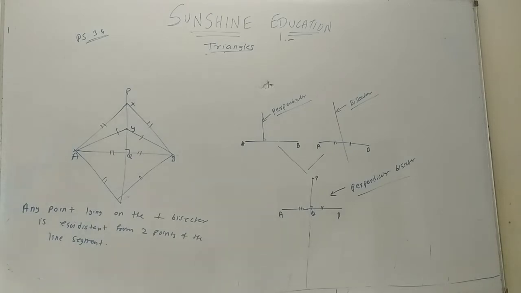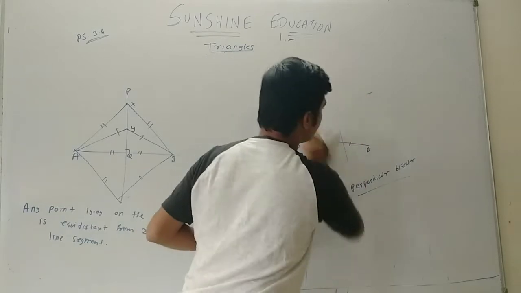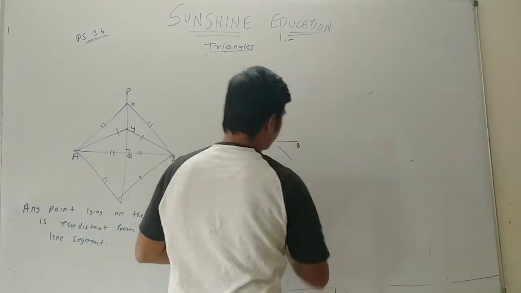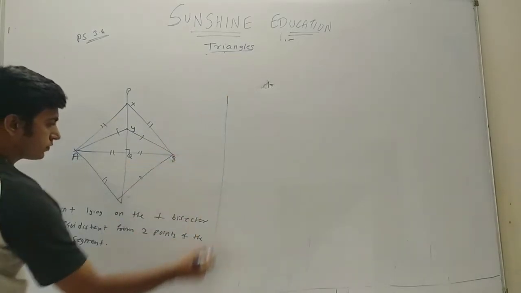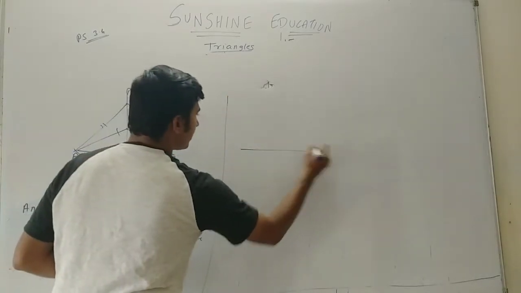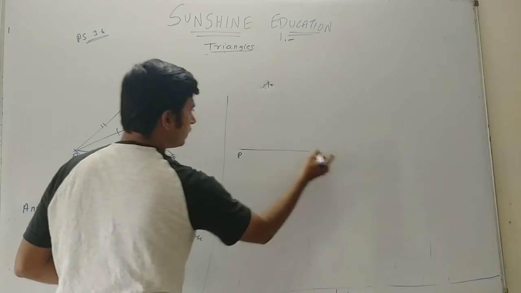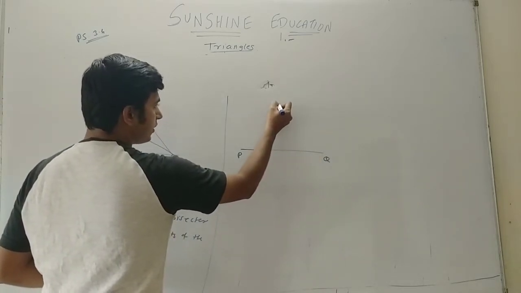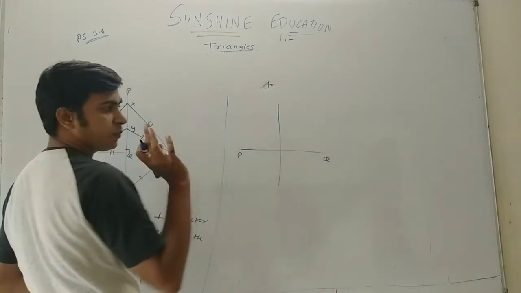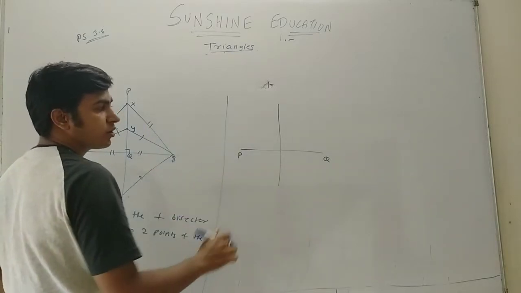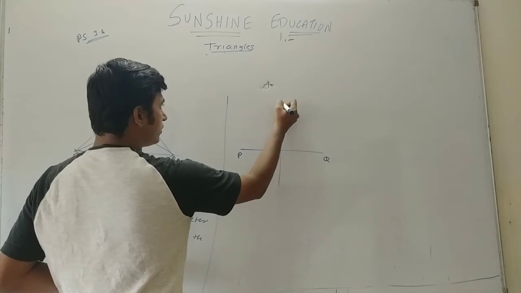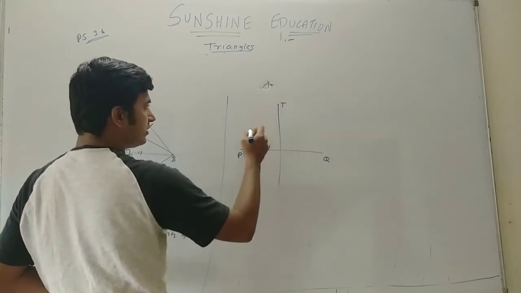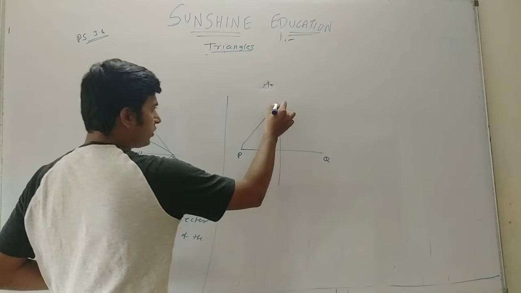Okay, now the opposite of this. What is the opposite of this? This is the line PQ and there is a point. I don't know whether this is a perpendicular or a bisector or not. But this is a line and we have, suppose, T, and this T is equidistant from P and Q.